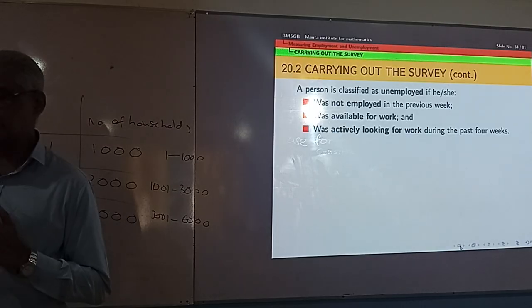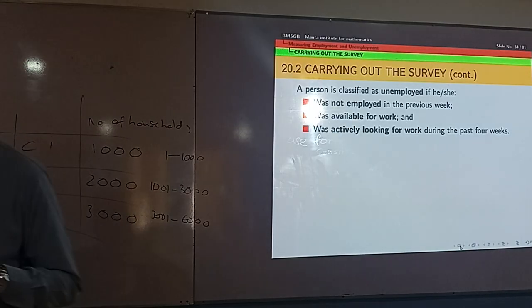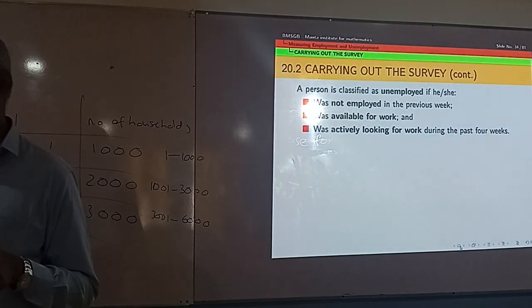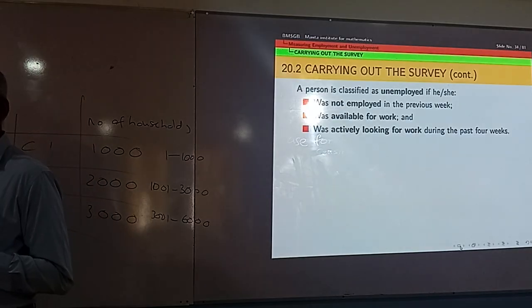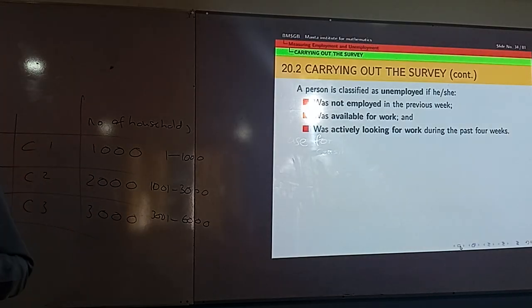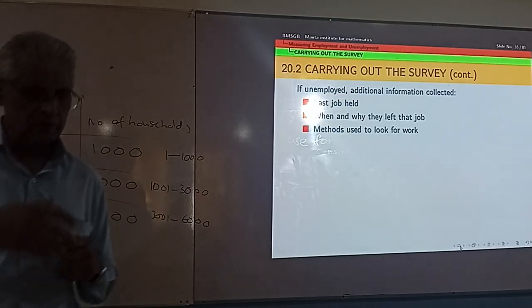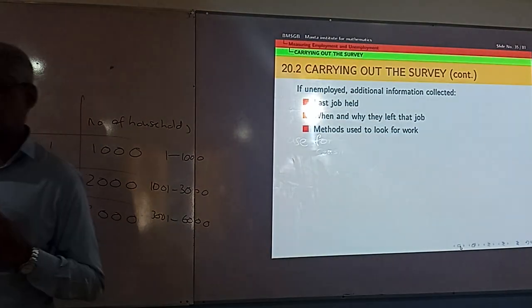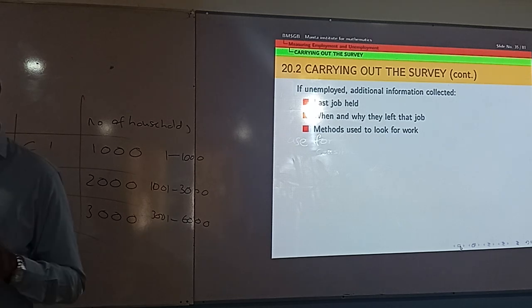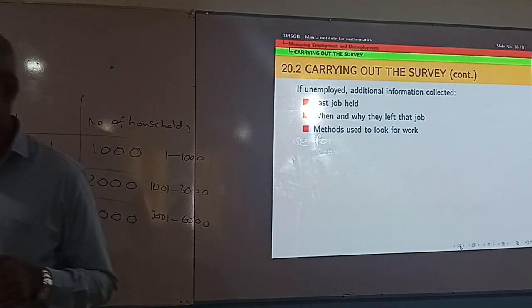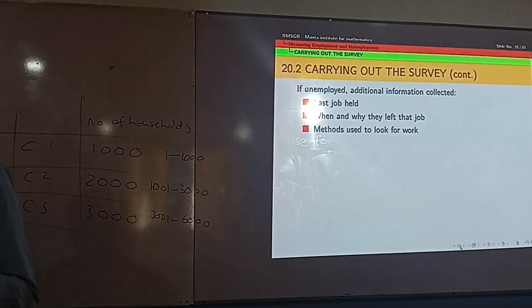A person is classified as unemployed if he or she was not employed in the previous week, was available for work, and was actively looking for work in the previous week. Only then do they satisfy the unemployed definition. If unemployed, additional questions were asked, such as: what was the last job you had, not in the last week but at the end, when and why you left that job, and methods used to look for a new job and so on. These data were collected also.